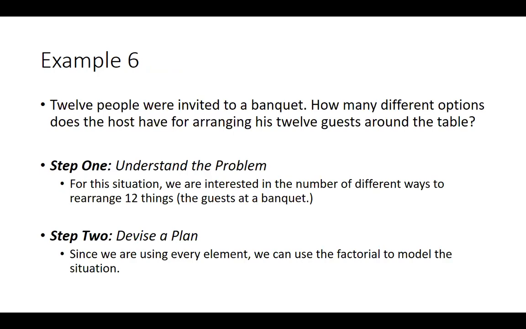Example 6. 12 people were invited to a banquet. How many different options does the host have for arranging his 12 guests around the table? So understand the problem. For this situation, we are interested in the number of different ways to rearrange 12 things, the guests at the banquet. We're rearranging all 12 of them and using every element. That means that this one is a factorial problem. So we use the factorial to model the situation.